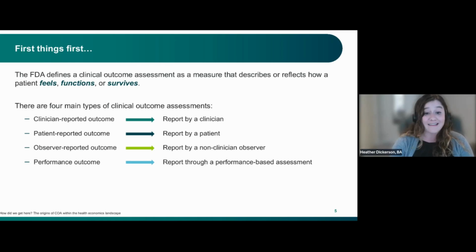So first, what exactly is a clinical outcome assessment? Well, the FDA defines a clinical outcome assessment as an outcome that describes or reflects how a patient feels, functions, or survives. Assessment of clinical outcomes can be made through a report by a clinician. That's called a clinician-reported outcome. It can be directly reported by a patient in what would be called a patient-reported outcome. It can be reported by a non-clinician observer through an observer-reported outcome. Or finally, it can be a report through a performance-based assessment, as you would see in a performance outcome assessment. You'll hear more about these terms and these concepts as we go throughout the presentation today.